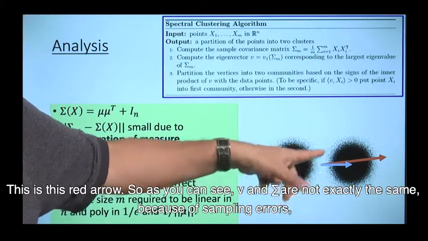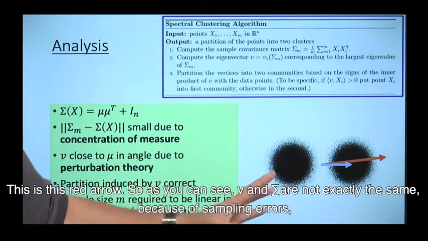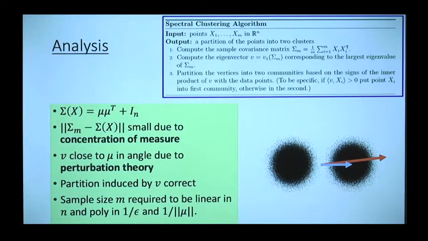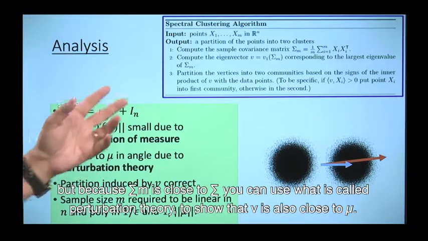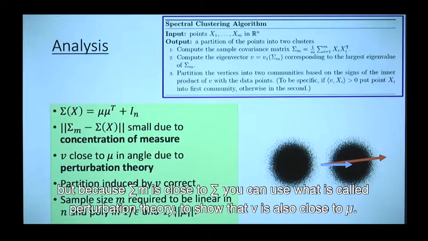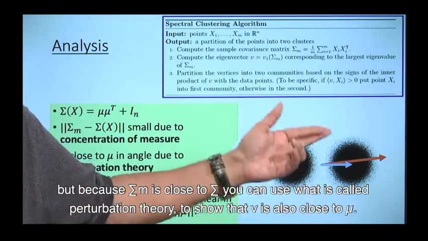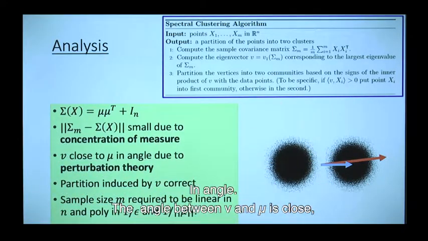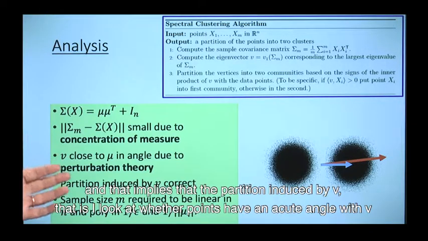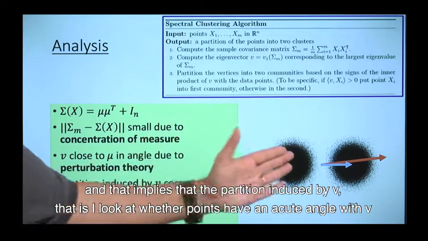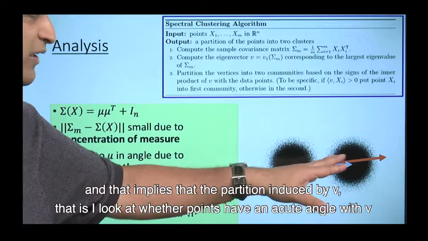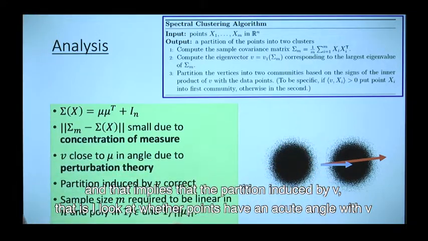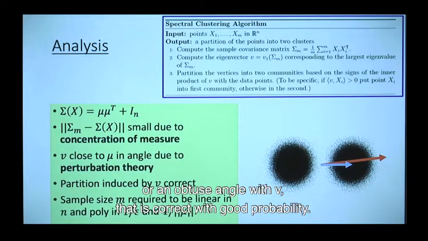As you can see, V and sigma are not exactly the same because of sampling errors, but because sigma m is close to sigma, you can use what is called perturbation theory to show that V is also close to mu, in angle. So, the angle between V and mu is small, and that implies that the partition induced by V, that is, I look at whether points have an acute angle with V or an obtuse angle with V, is correct with good probability.